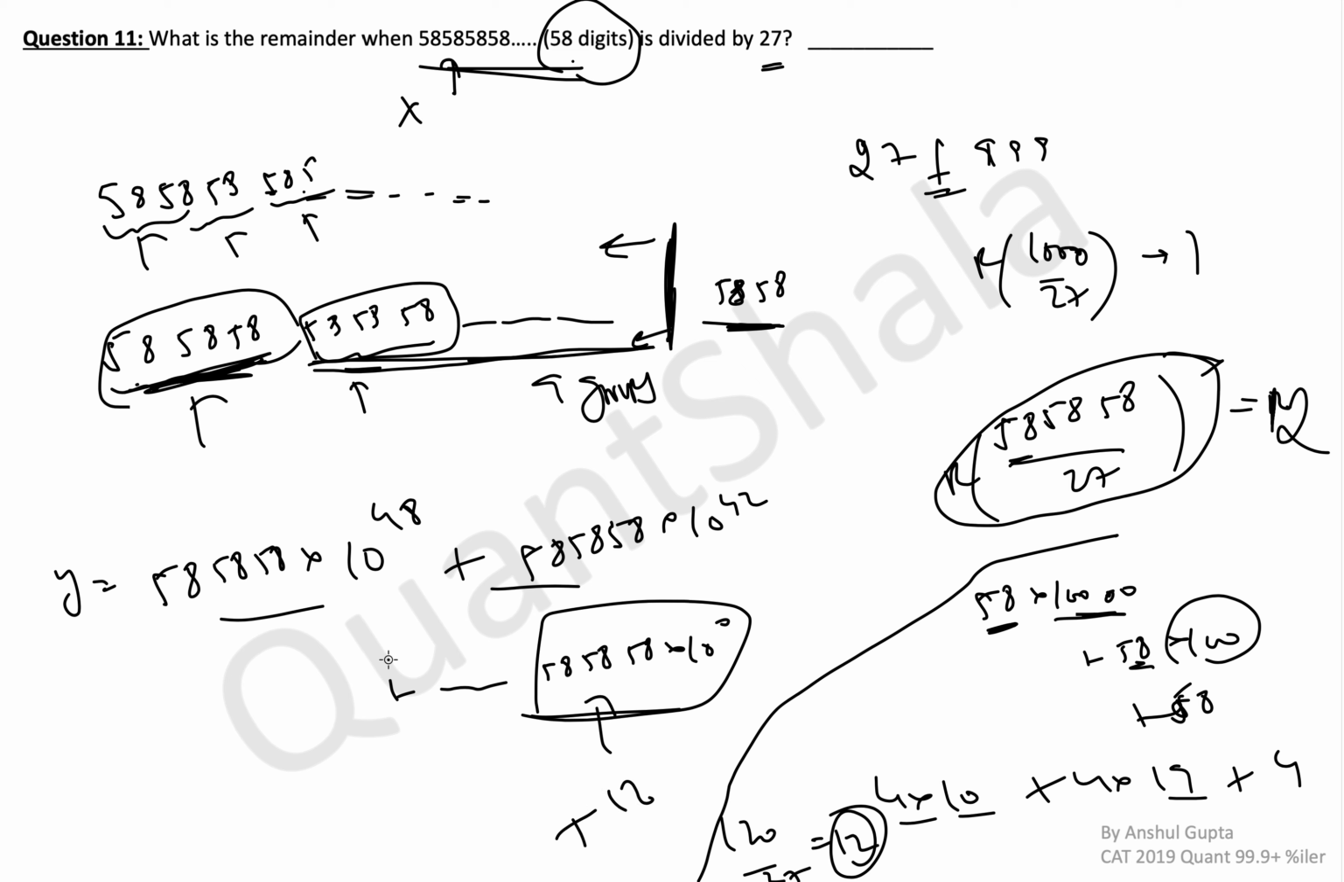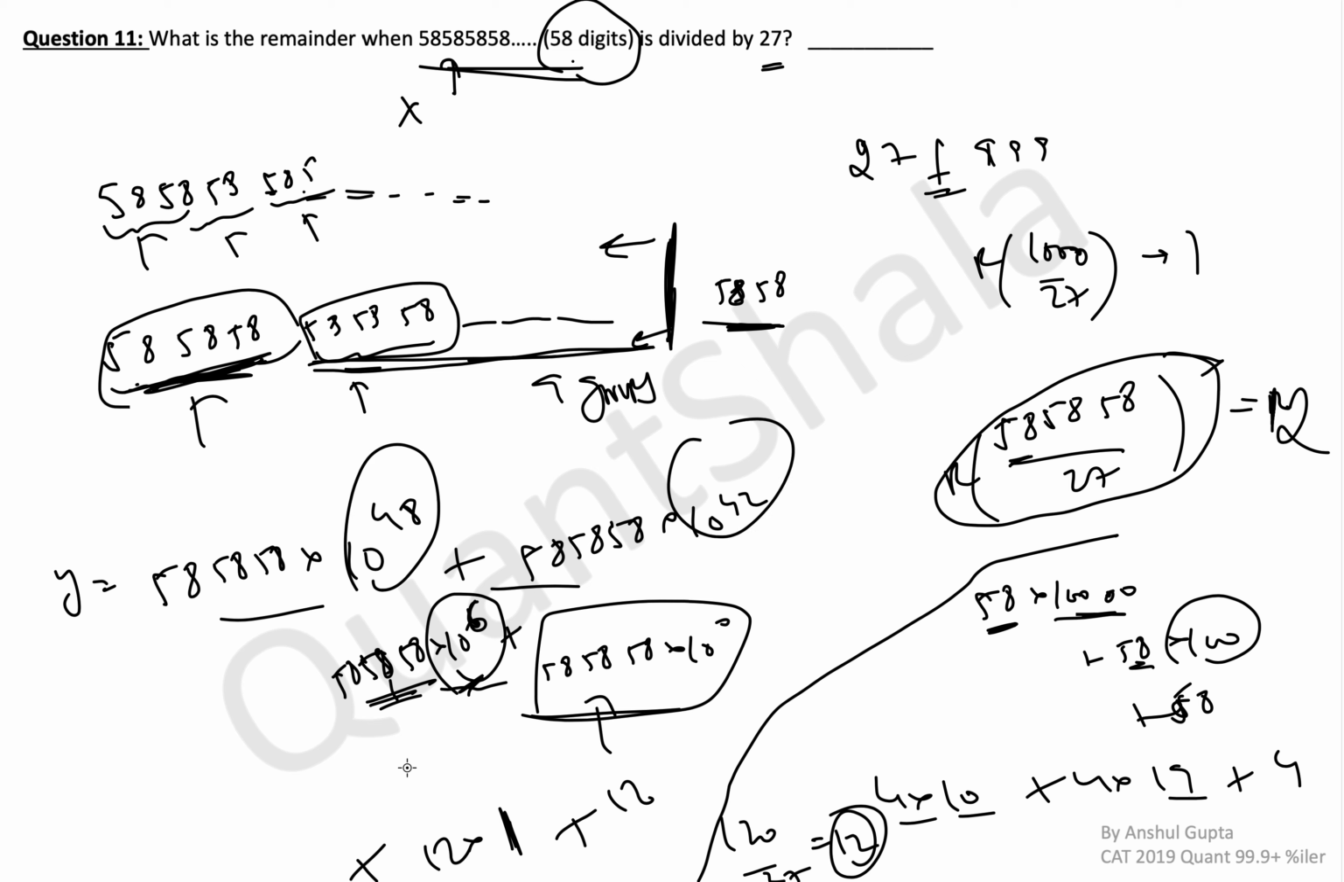Then for the term next to it, which will be 585858 into 10 raised to power 6, the remainder of this will be 12 and remainder of this with 27 will be 1. Why? 1000 is 1. So 1000 raised to power this, 1000 raised to power 2, right? So this will be 1. Similarly, all these powers of 10, the remainder with 27 will be 1.